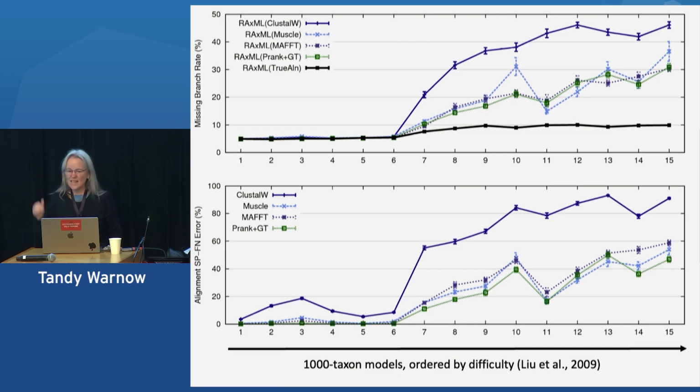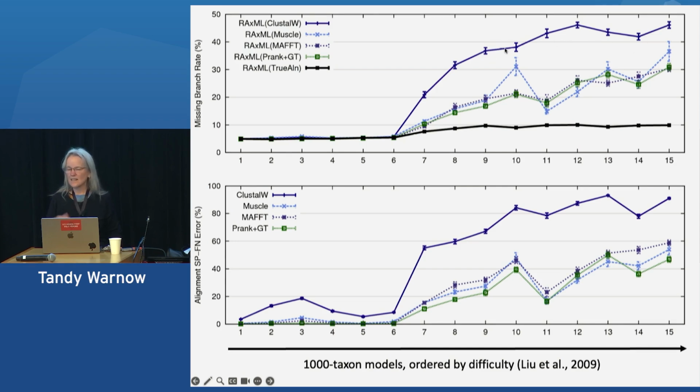But if you have to estimate the alignment, now you're getting a lot of error. Okay? You had alignment error in here, but it didn't impact the tree. Over here you have alignment error, and it's impacting the tree. And the worst one is here, which is CLUSTAL W.